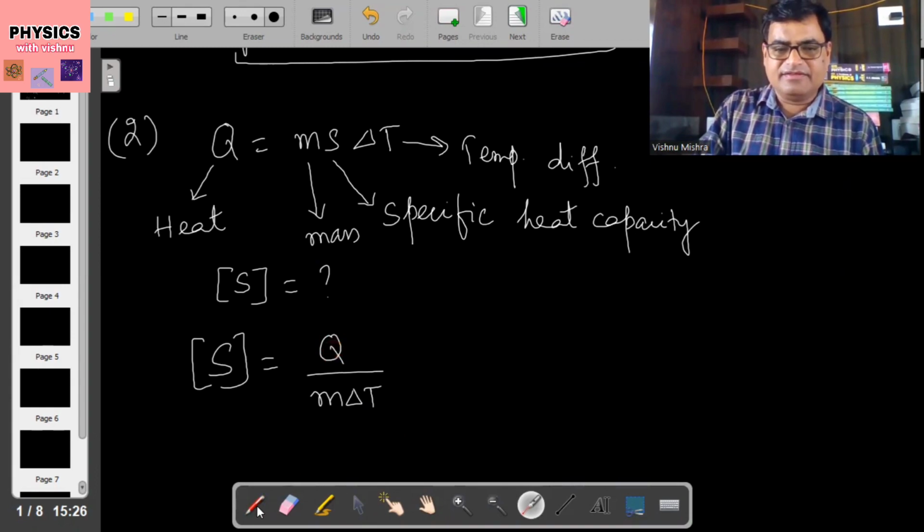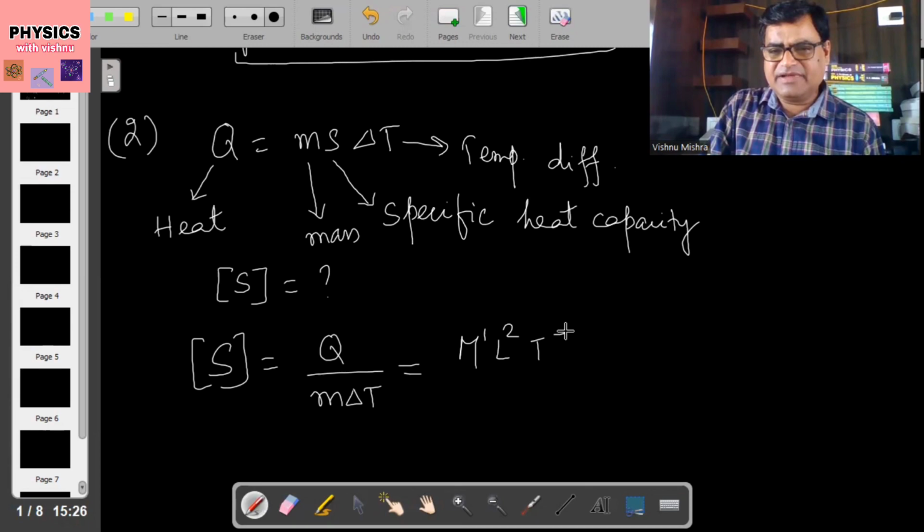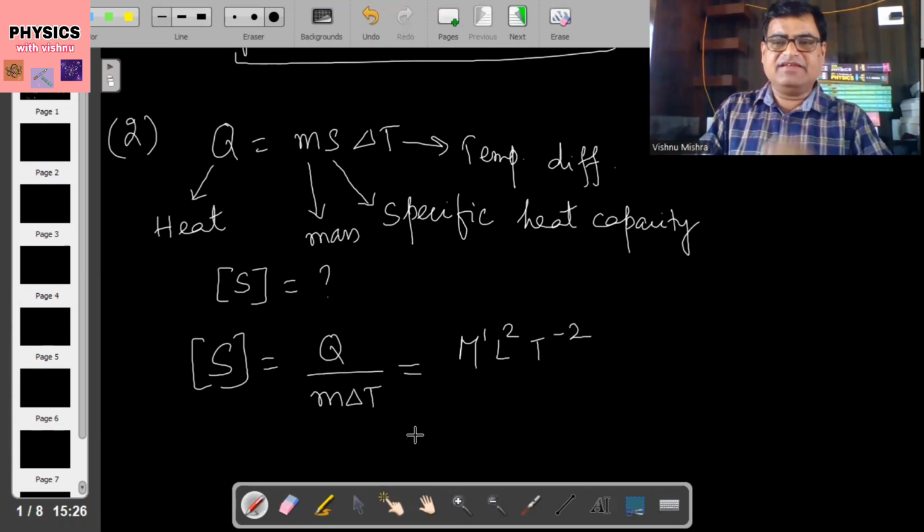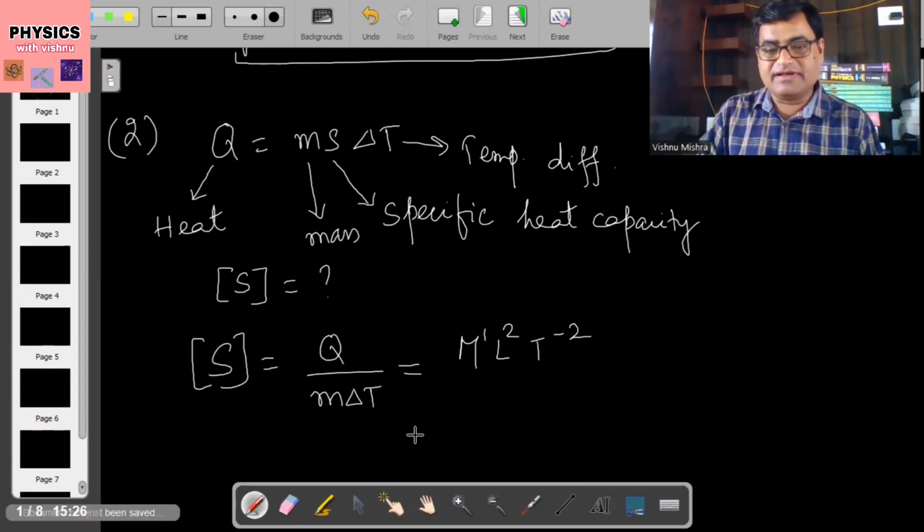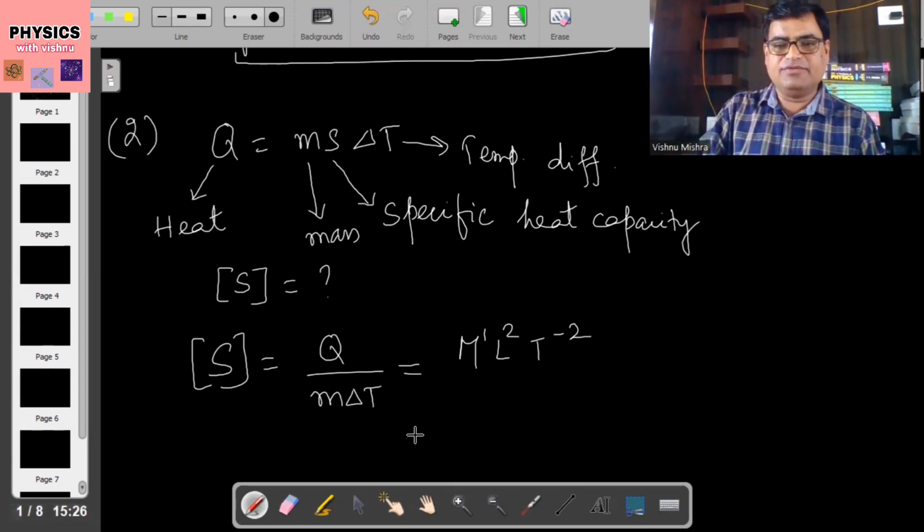Heat here is the same as work. What is the dimension of work? Work is M1 L2 T minus 2, because heat is in the form of energy. Every energy refers to work. Without work, there will be no energy. Keep in mind, energy is the ability to do work. So Q is equal to M1 L2 T minus 2.